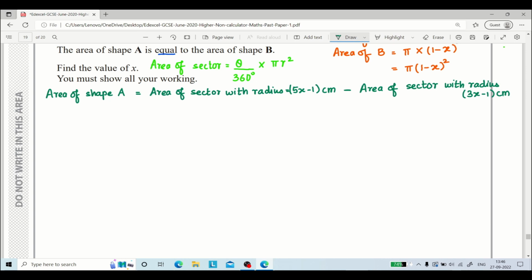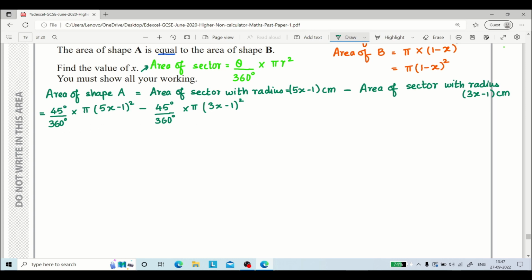Now starting with the solution for area of shape A. So simply substituting in this formula, we have 45 degrees upon 360 degrees into pi r square, that is 5x minus 1 whole square, minus again 45 degrees upon 360 degrees into pi, but what would be the radius this time? 3x minus 1 whole square.